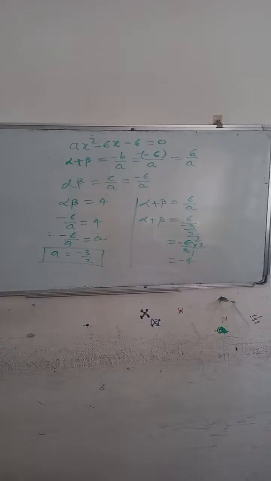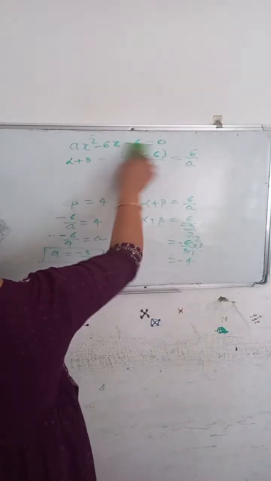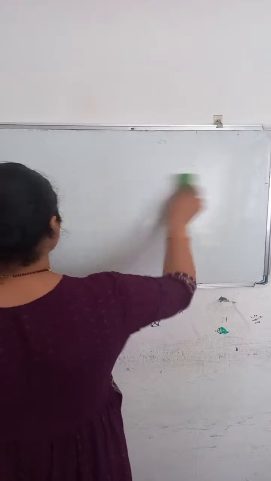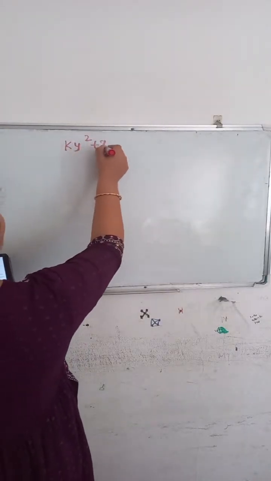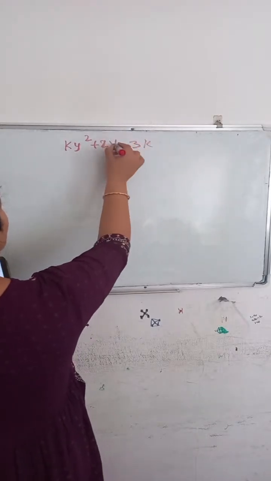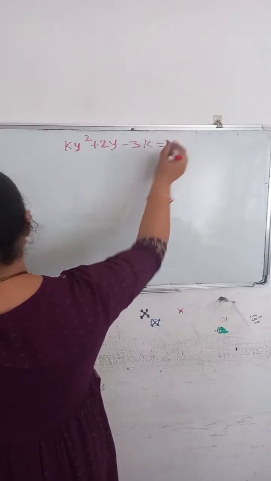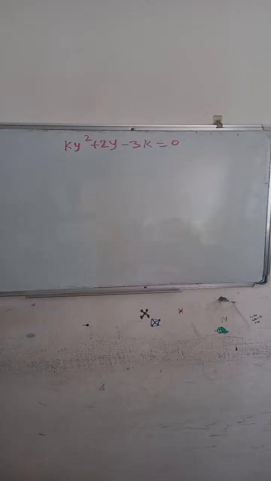Write down the next question. If the sum of the zeros of the quadratic polynomial ky square plus 2y minus 3k equal to 0 is equal to twice their product, find the value of k.